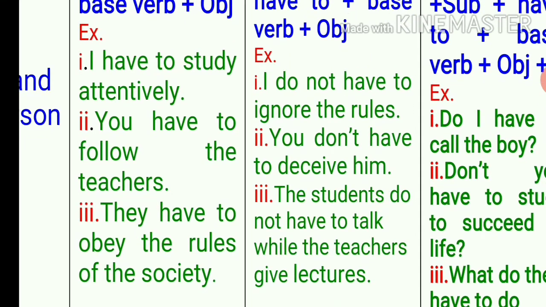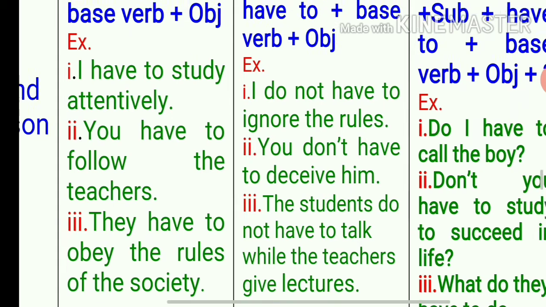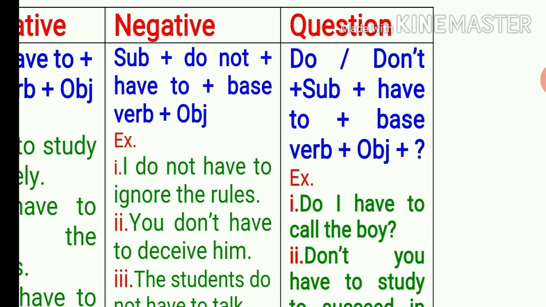Here, my studying attentively, your following the teachers, and their obeying the rules of the society are the most important and obligatory works for which in these sentences have to is used. Then negative statements. In negative statements, we find the structure of have to, has to: subject plus do not plus have to plus base verb plus object.